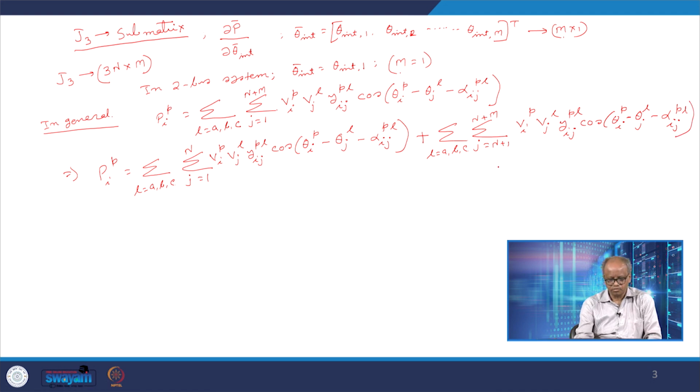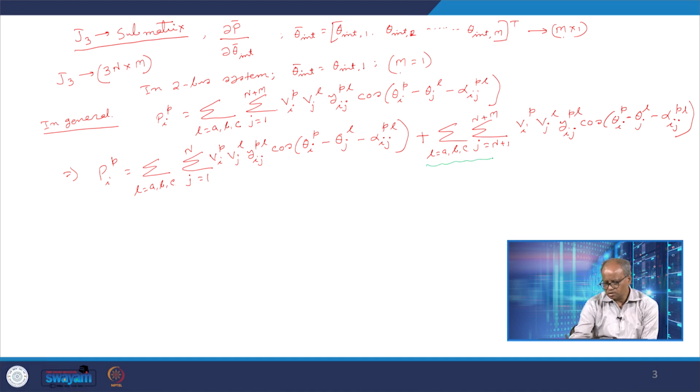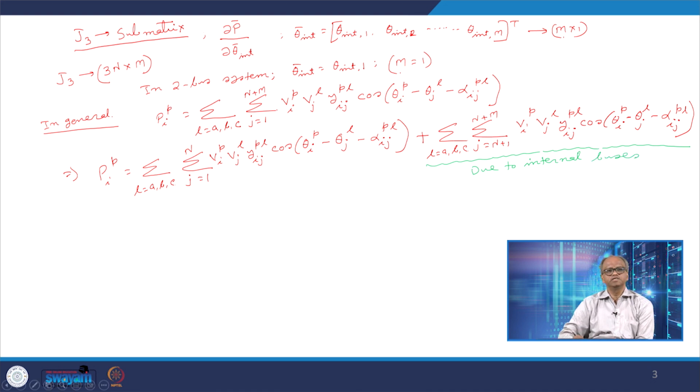So this we can simply break down from j equal to 1 to n and from j equal to n plus 1 to n plus m. Now these terms are all due to internal buses. Please note, in our notation, if there are n original buses, our internal buses would be numbered n plus 1, n plus 2, n plus 3, up to n plus m.